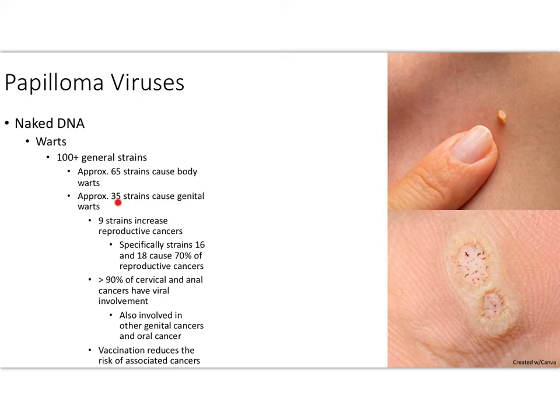And of that 35, there are 9 specific strains that increase the chance of someone developing a reproductive cancer. So of all of the papilloma viruses, they're all kind of numbered. And strains number 16 and number 18 cause about 70% of reproductive cancers. Over 90% of cervical and anal cancers have some kind of viral involvement. And these viruses can also be involved in causing other types of genital or oral cancers as well.